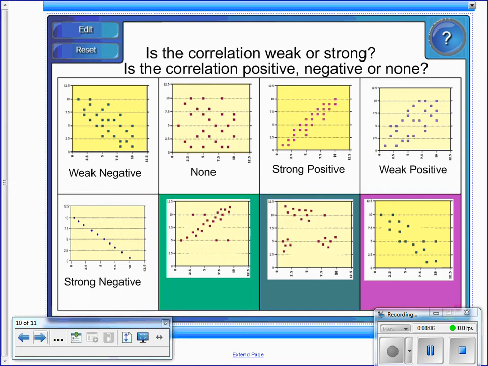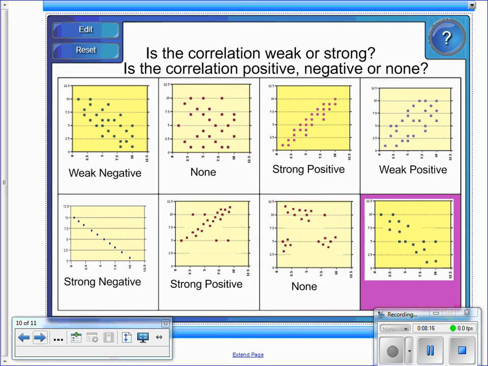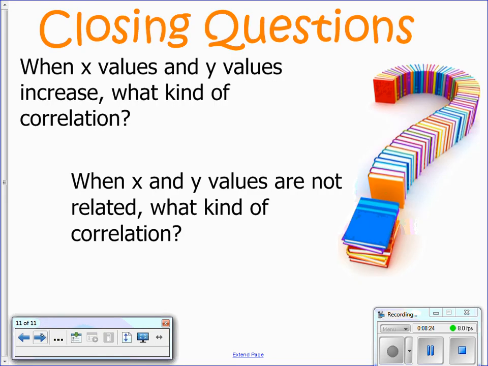This one's definitely strong. It's almost a perfect 1. This one, we've got a few outliers, but it's still pretty strong positive. Oh, this one, we've got some clusters going on, but we have no correlation. And this one, it's got a negative correlation, but it's not real tight. So when the x values and the y values both increase, it's a positive correlation. When they're not related, you can't see anything, it would be none.